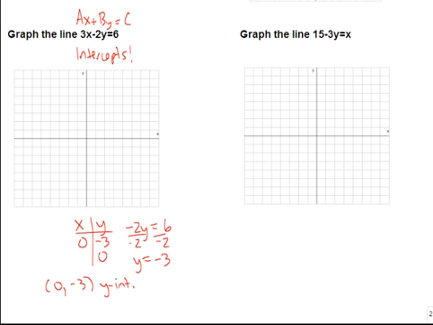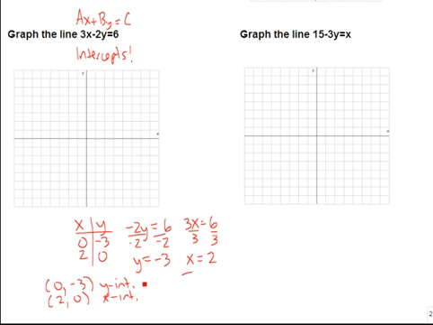Now we're going to do the opposite. This time we're going to cover up y with our thumb, and what we would be left with is just 3x equals 6. And you can visually see the solution to that probably without doing any work. Here we're going to get x is 2. And that's called your x-intercept, so (2, 0).